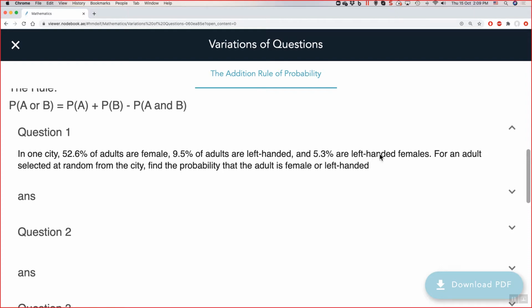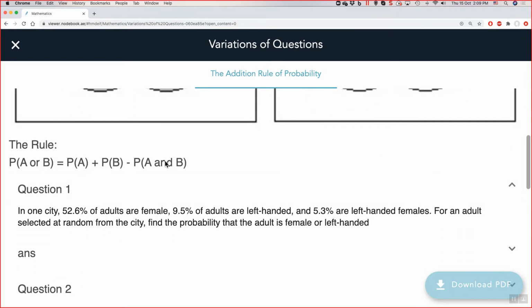So what is left here from this equation? The or. He gave me the A, he gave me the B, he gave me the and. If I apply this formula, then I can easily get the probability of the or, and that's exactly what the question wants. The question says, for an adult selected at random from the city, find the probability that the adult is female or left-handed. So he is asking about the probability of the or.